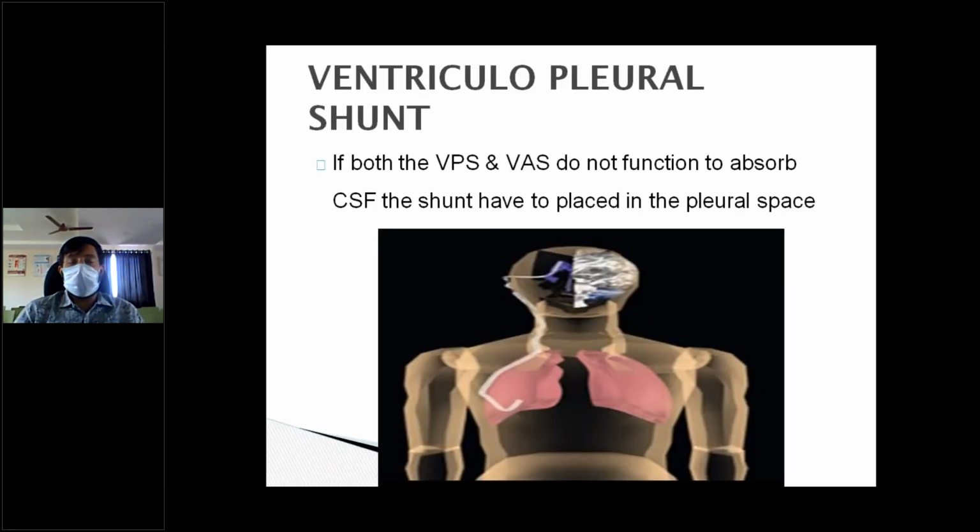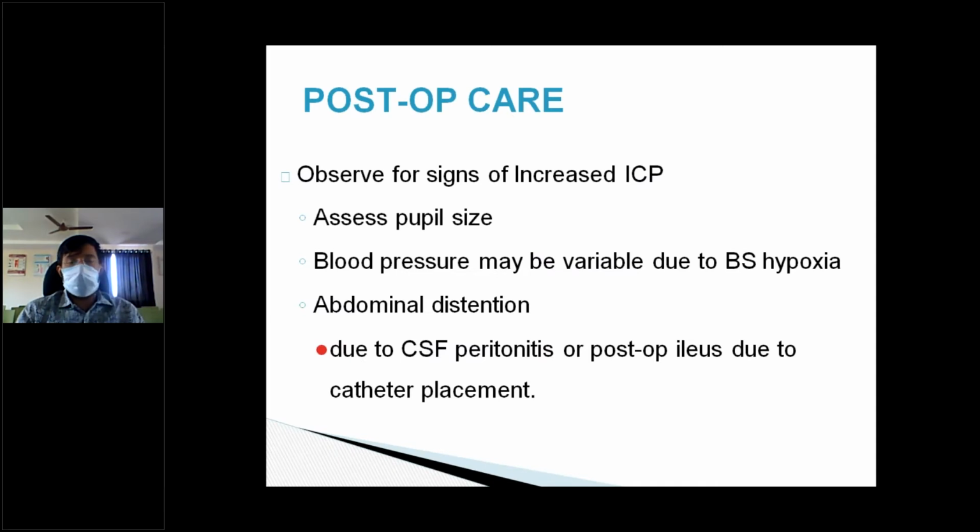The other type is the ventriculopleural shunt. In this, both the ventriculoperitoneal shunt and the ventriculoatrial shunt do not function to absorb the CSF, so the shunt has to be placed in the pleural space. In case of failure of the VPS and VAS, we go for the ventriculopleural shunt.